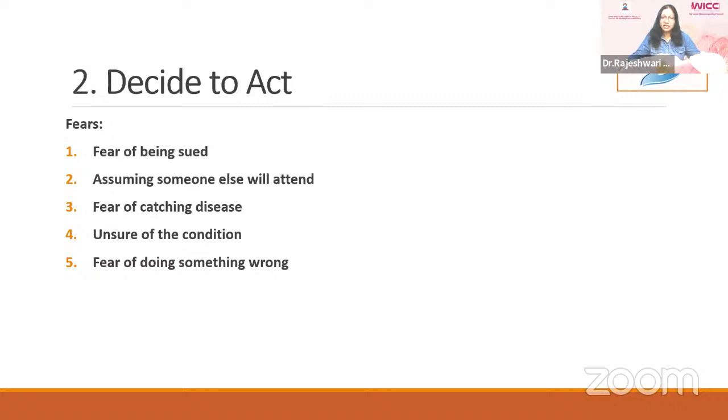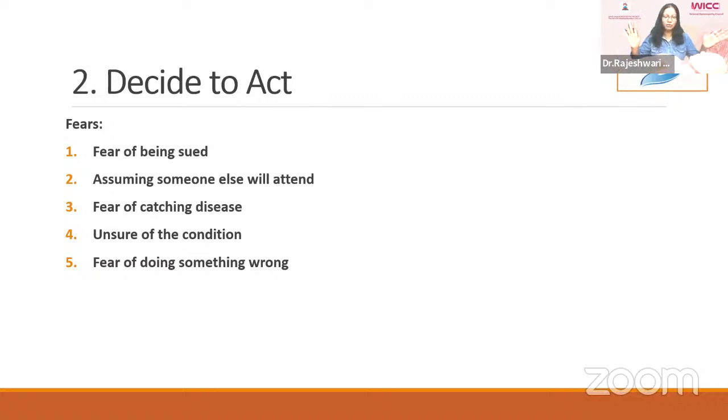Second, assuming someone else will attend, कोई और करेगा, है ना. हम चाहिए तो मोबाइल का वीडियो निकालते हैं, पेशेंट किस तरह मर रहा है उसका वीडियो निकाल के हम डाल देंगे, है ना. हाँ, दूसरा कोई आके मदद करेगा. So that is a very bad thing that should be avoided. Third, fear of catching the disease. Okay, तो वो भी हमने निकाल दिया. Fourth, unsure of the condition. Okay, क्या हुआ होगा पता नहीं. तो वो पता नहीं, उसका भी हमने सोल्यूशन फाइंड कर दिया, उनको इमरजेंसी मेडिकल कंडीशन के बारे में बता रहे हैं. Fifth, fear of doing something wrong. Wrong तो होगा ही नहीं, जब तुमको पता है क्या हुआ है, क्या करना है, तो कैसे wrong होगा, है ना. तो ये पांचों जो फियर्स है वो फियर्स निकाल दिया.